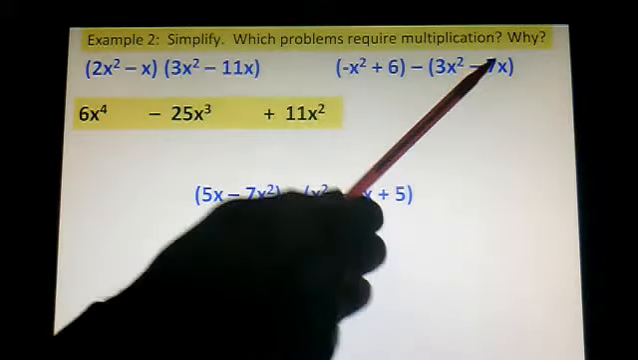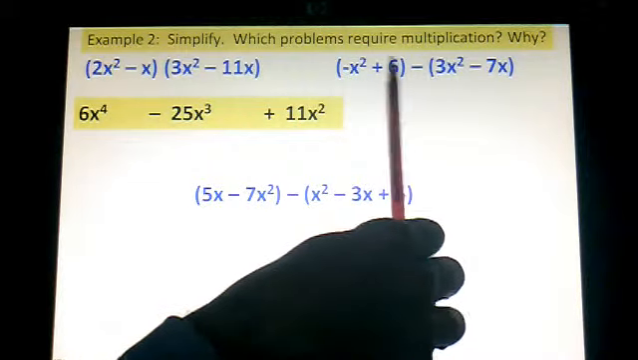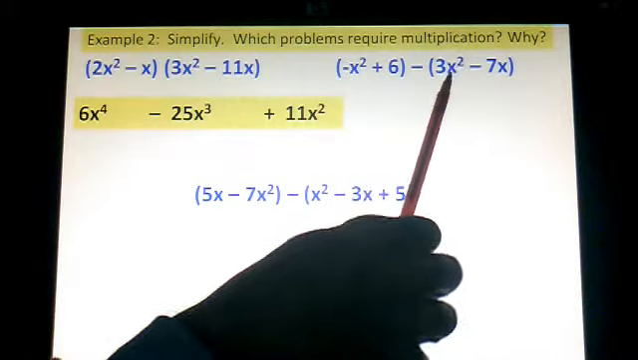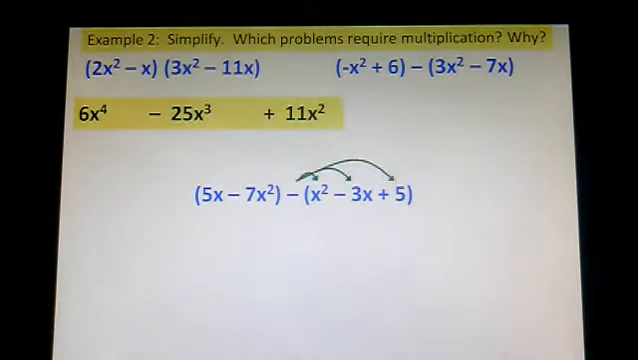The other ones are subtraction problems. So you attach this negative sign here, and you have negative x squared and a negative 3x squared. That gives you negative 4x squared. I don't know why I'm jumping to this one. Apparently, I changed my mind.